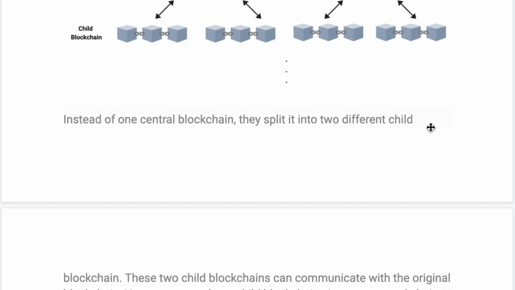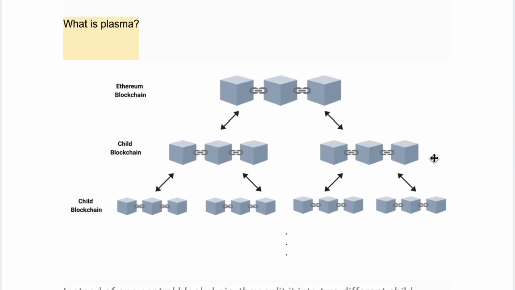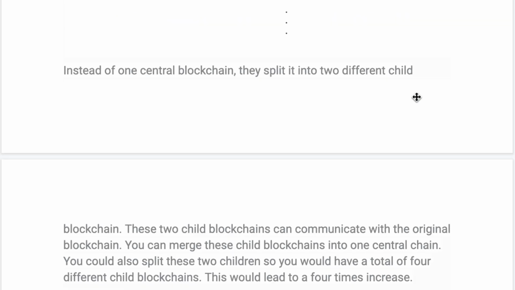Now, here there's another one. So instead of one central blockchain, they're split into two different child blockchains, and these child blockchains can communicate with the original blockchain, and you can merge these child blockchains into one central chain. And by having so many different child chains, you can increase. So for example, if you've got 4 different child blockchains, this would lead to a 4 times increase of the main blockchain, and that's one way to address the scalability issue.